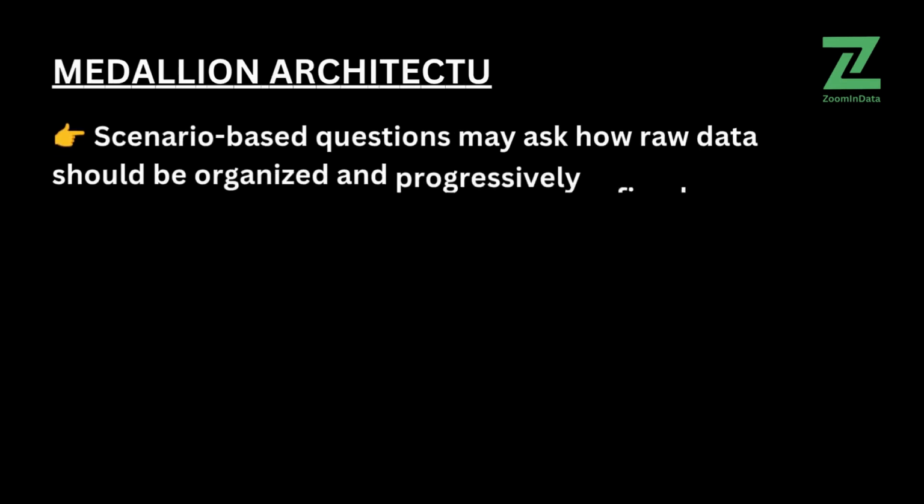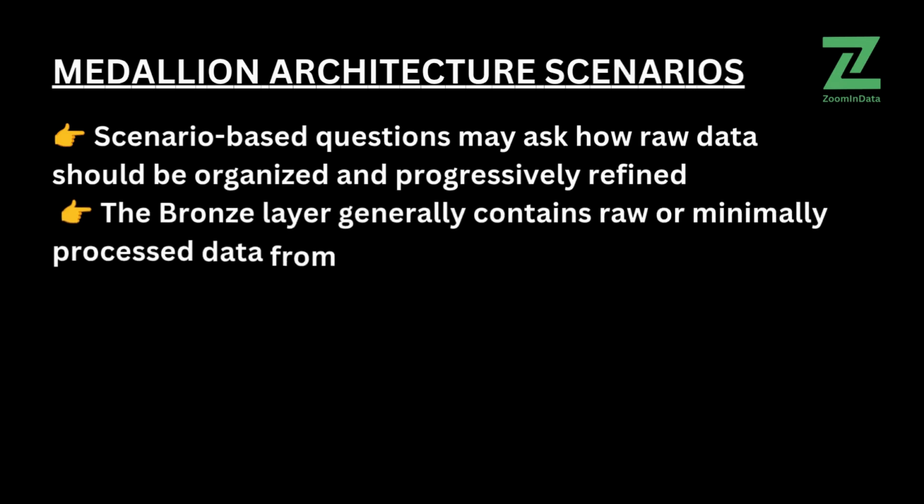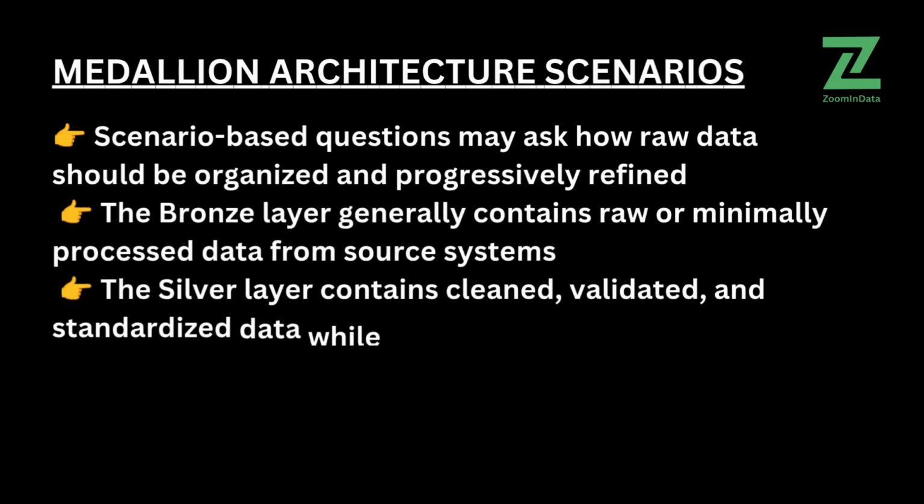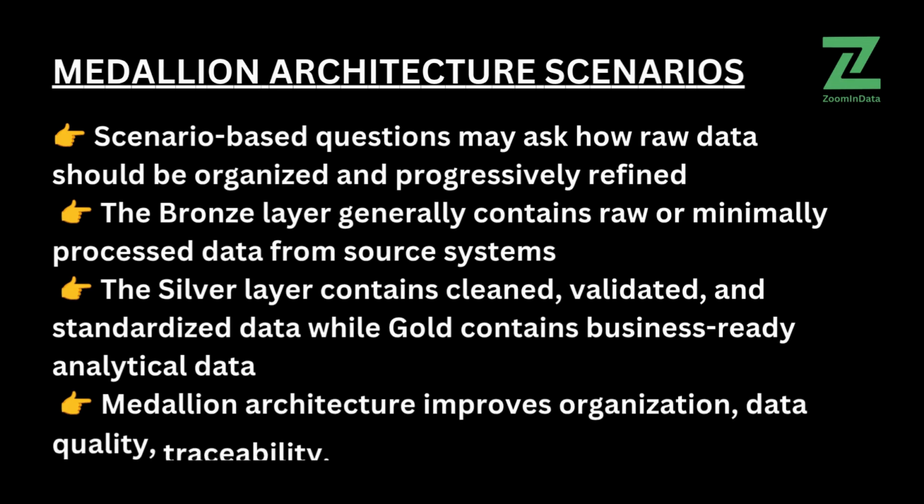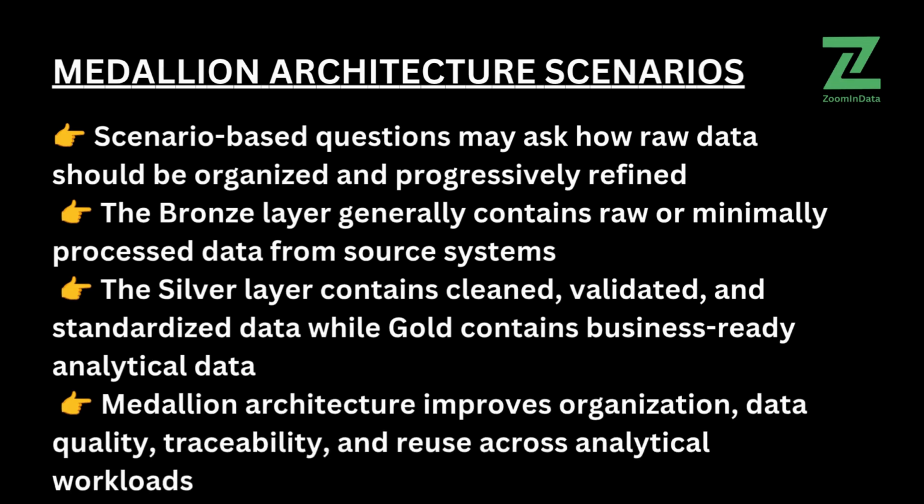Scenario-based questions may ask how raw data should be organized and progressively refined. The bronze layer generally contains raw or minimally processed data from source systems. The silver layer contains cleaned, validated, and standardized data, while gold contains business-ready analytical data. Medallion architecture improves organization, data quality, traceability, and reuse across analytical workloads.